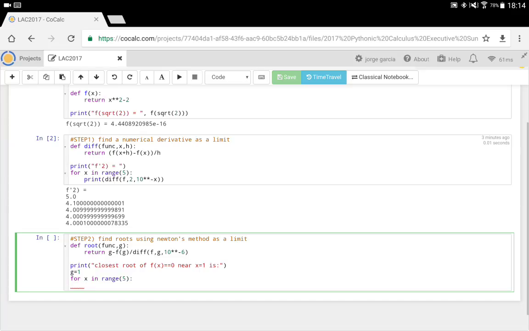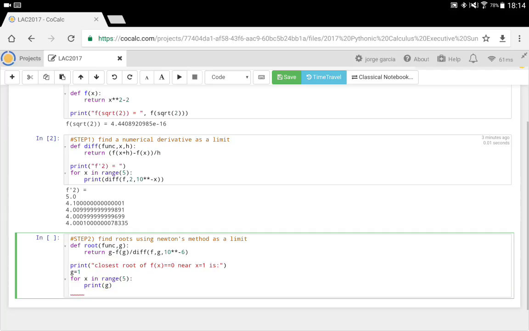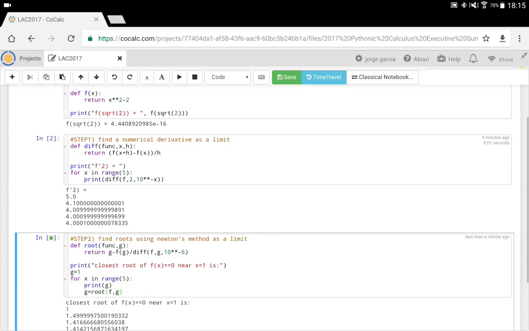And so what am I going to do? I'm going to print the current guess, so the first time it's going to print the 1. But then what I'm going to do is I'm going to let the guess equal the output or the return of the root function we just defined, taking the function that we're setting equal to 0, which is f, and the current guess. And let's run that, control enter.